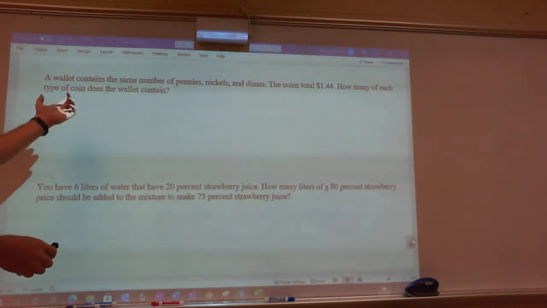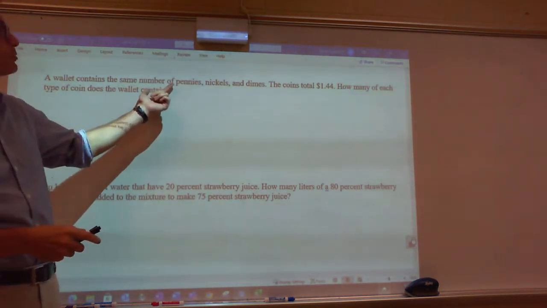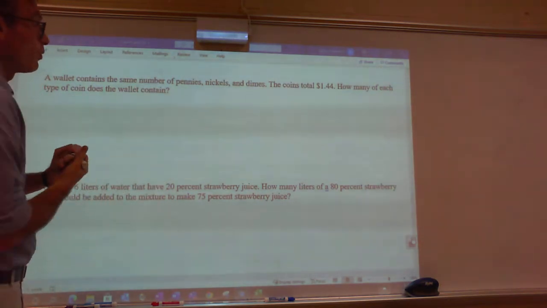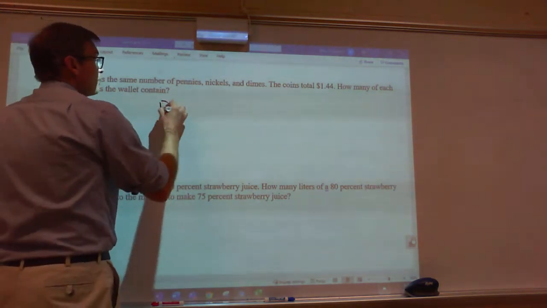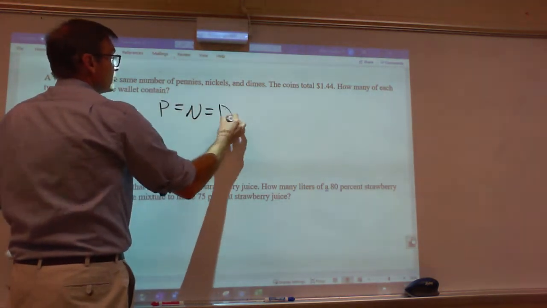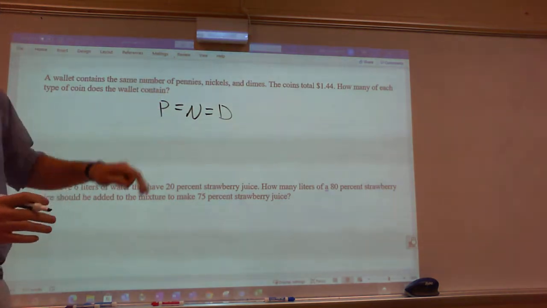First, it says the wallet contains the same numbers of pennies, nickels, and dimes. So the number of coins is the same. So I know that the number of pennies is going to equal the number of nickels, is going to equal the number of dimes. That's like one big equation.